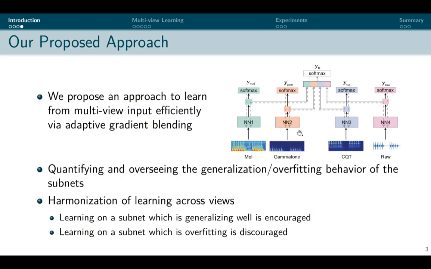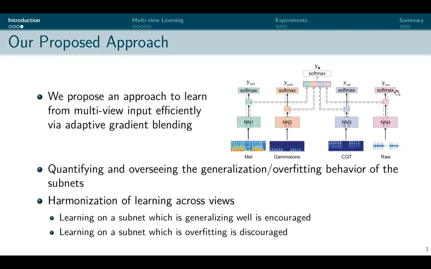In addition to the concatenation branch, we also maintain a classification branch for each of the subnets. So we have one classification branch for the mel spectrogram input, one for the gammatone spectrogram input, one for the CQT input, and one for the raw waveform input. By maintaining a classification branch for each of the subnets, we are able to quantify and oversee the generalization and overfitting behavior of the subnet. We will go into more detail later.